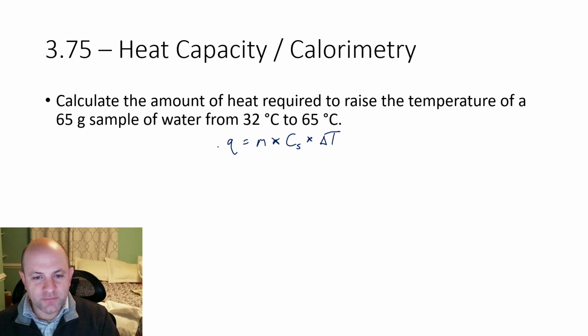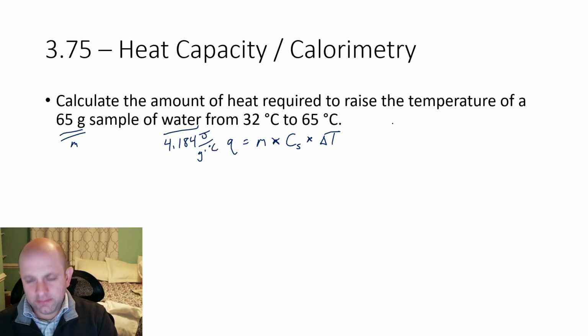If I'm solving for Q, that means I should be able to plug in a mass, a specific heat, and a delta T. Well, the mass is easy enough. Here it's 65 grams for water, so there's M. For the specific heat, they tell us it's water, so we look that up. There's a specific heat table, table 3.4 in the book. We look up pure water, and there's our favorite number from that last problem. Water is 4.184 joules per gram degrees Celsius. So there's the specific heat.